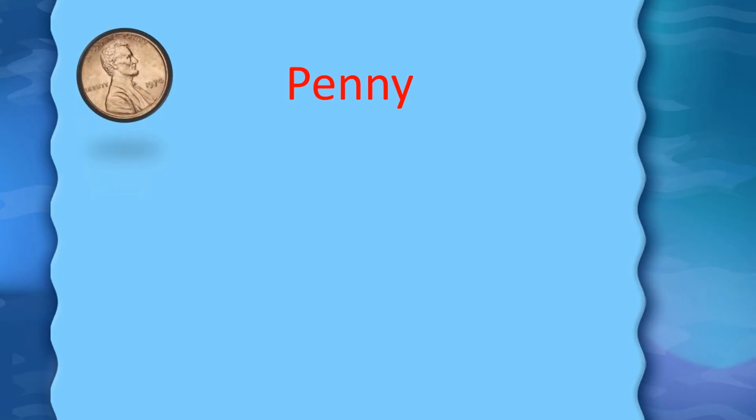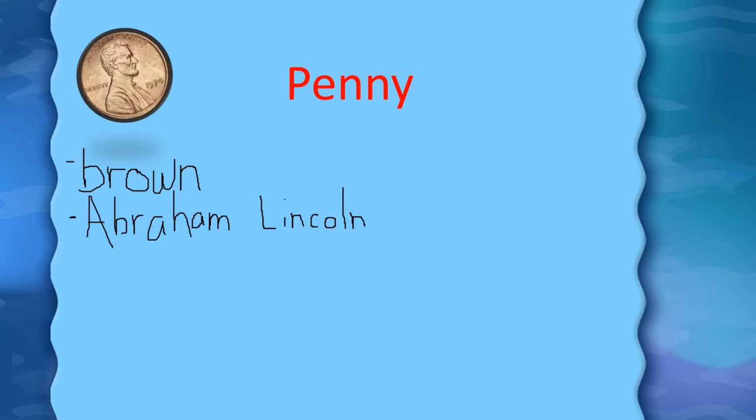A penny is colored brown, so let's write brown. On this side of this coin, you could see Abraham Lincoln. So Abraham Lincoln is on the cover of the penny. On the back side, you're able to see the Lincoln Memorial. So on the back of the penny, it has the Lincoln Memorial. So let's write it down.